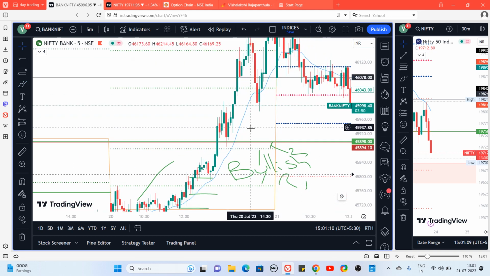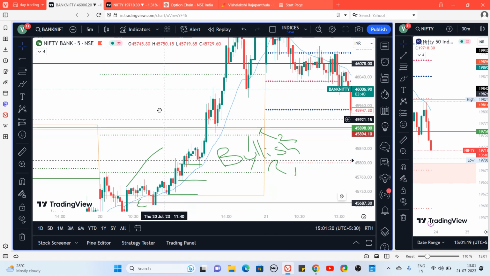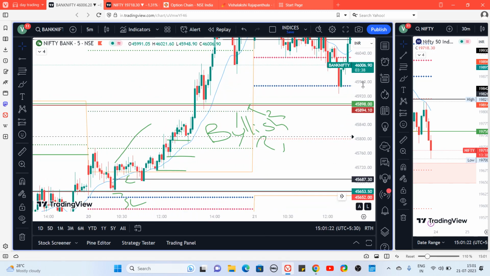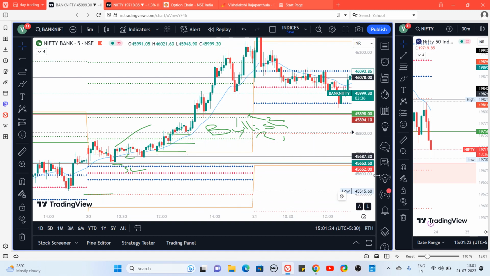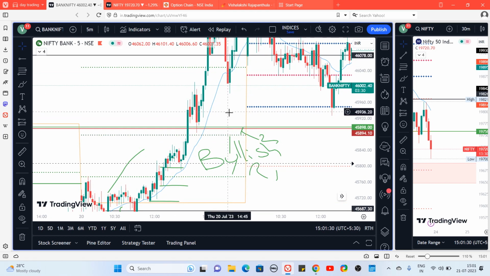I have also made a video on the 20 EMA daily time frame. You can watch it on my channel, and I will discuss it later. So what happened here is we entered at the bullish zone, and our target of 1:3 risk reward is achieved.